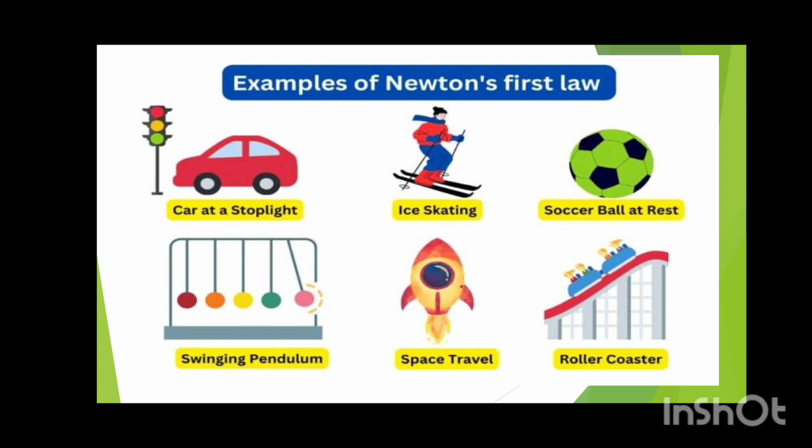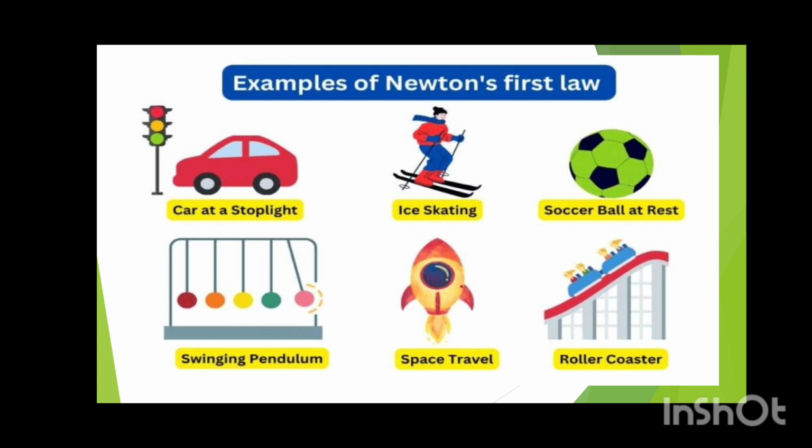Car at a stoplight. The resting or stopped car at a signal. This is also an example for Newton's first law because it is in rest position and always wants to be in rest position. Ice skating. The ice skater sliding over the ice wants to continue in uniform motion. That is an example for Newton's first law. Soccer ball at rest. The resting ball is also an example for Newton's first law.